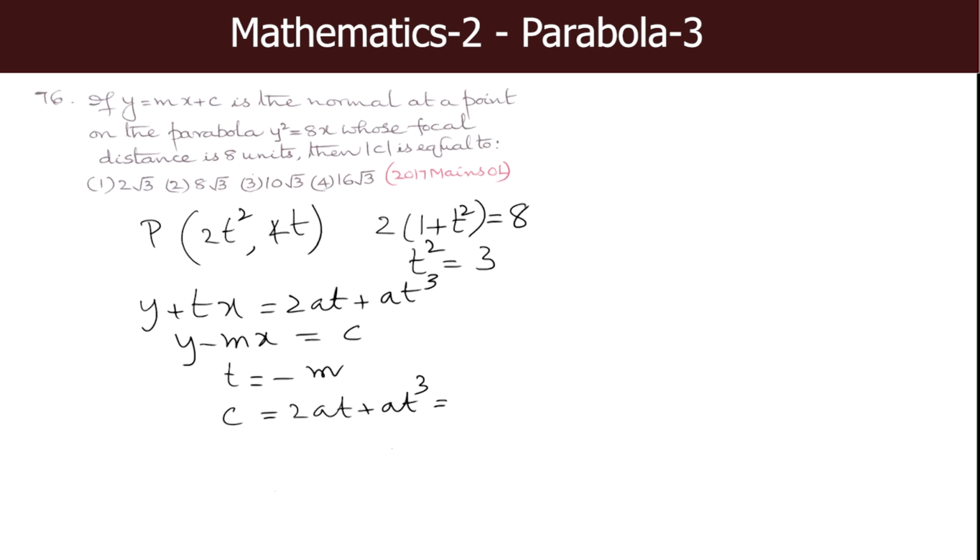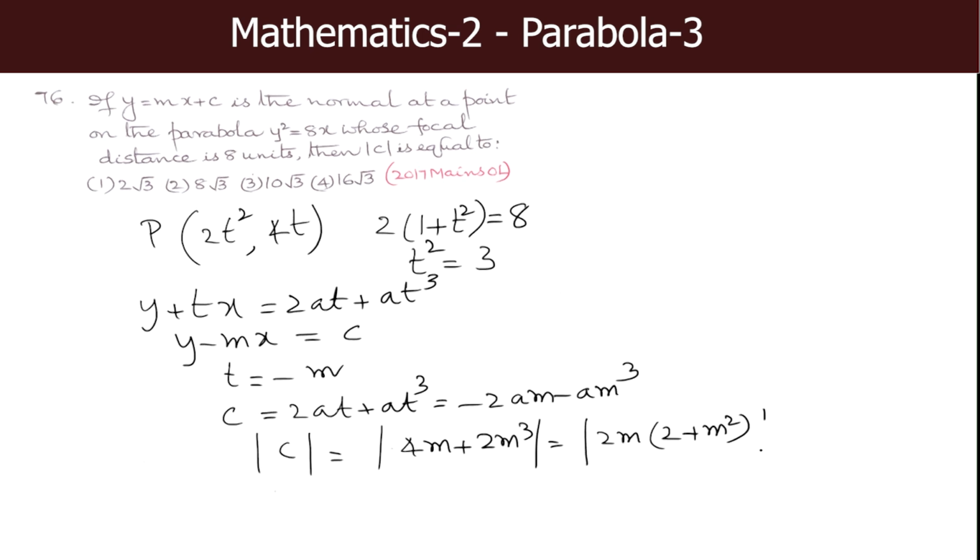When t equal to minus m, that is minus 2am minus am cubed. Therefore, mod c is, what is a here? A is 2 here. Mod 4m plus 2m cubed, that is equal to 2m into 2 plus m square. So, what is m? M equal to minus t. So, m square is 3. So, 2 root 3 into 5, that is equal to 10 root 3.